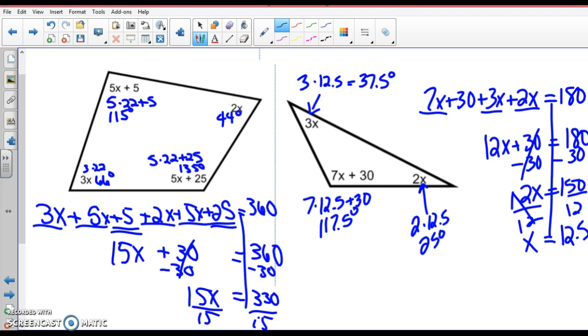All right. Take a look at this in the black. It's a triangle. So my equation is 7x plus 30 plus 3x plus 2x equals 180. When I solve that, I end up with x is 12.5. Once I know that x is 12.5, I can use that to go back in and find the 3 angles. And to check, I can add them and I will get 180.